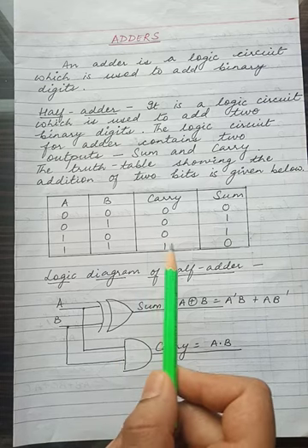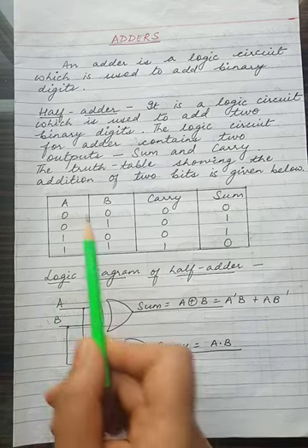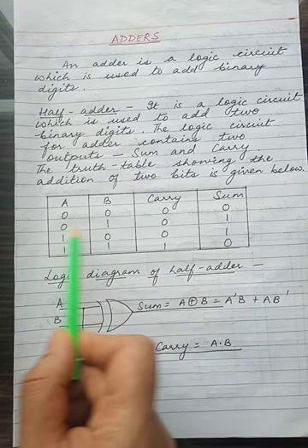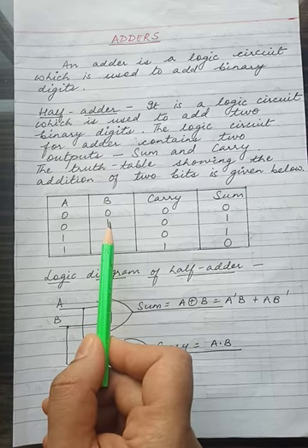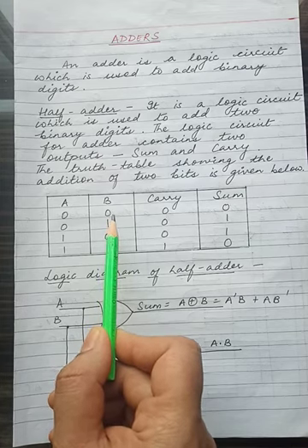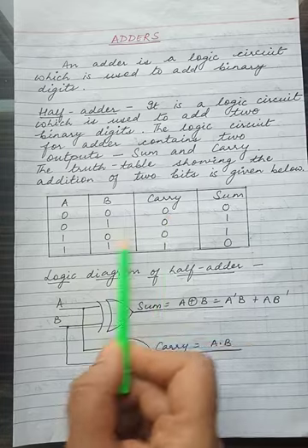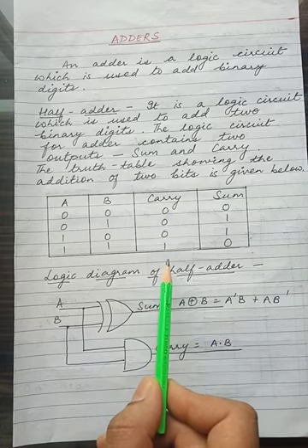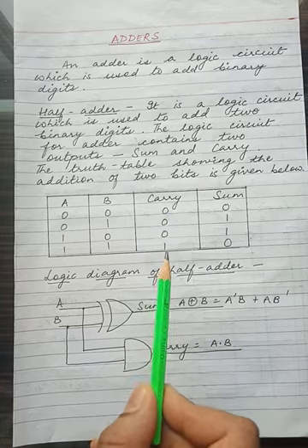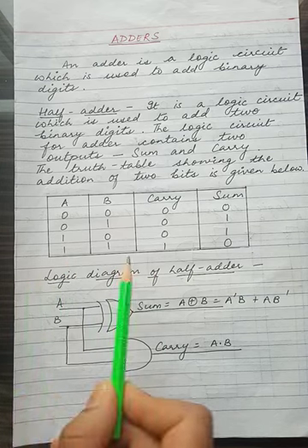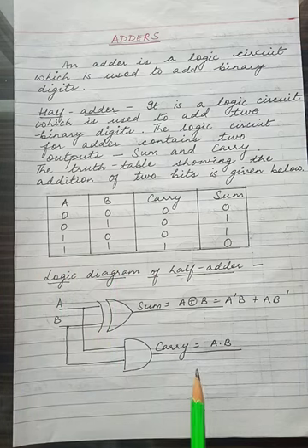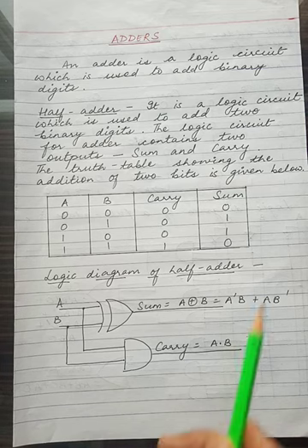The carry is following the AND operation. When 0 and 0 are operated using the AND gate, we get 0. See, all zeros and the last one is 1. That is, the output is true only when both the inputs are true. So carry is following the AND operation. So this is the logic diagram of half adder.